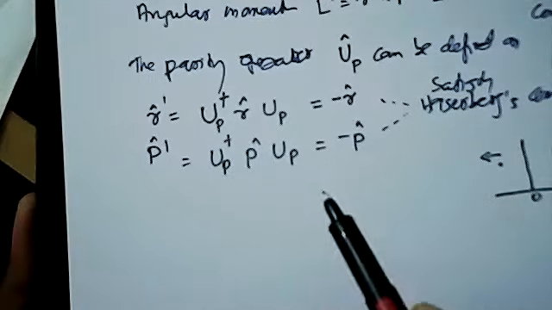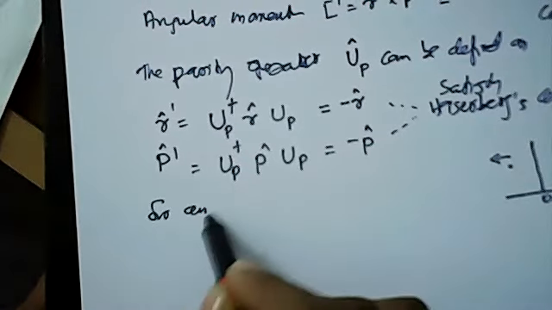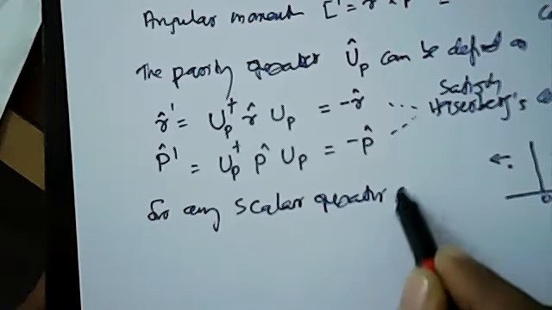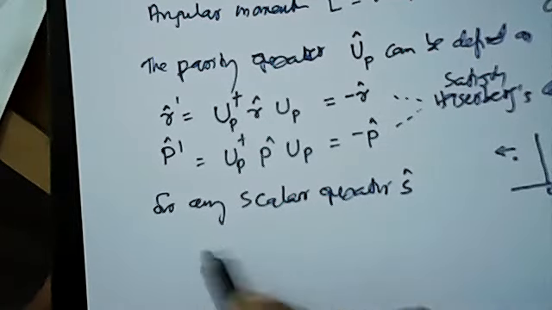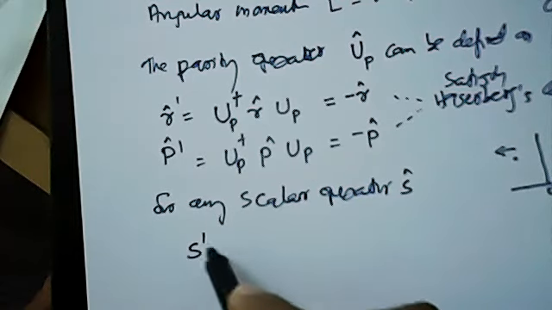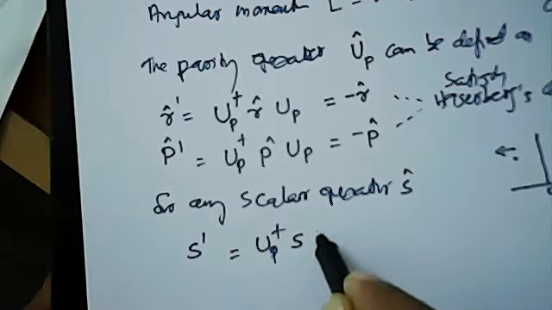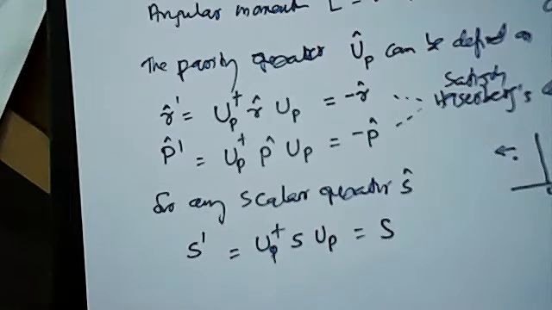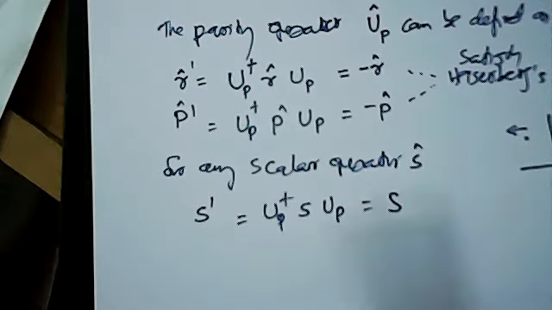Now, nothing happens to a scalar. For any scalar operator, that will be S operator, scalar operator. So these are vector operators. Now for a scalar operator, there is no change. S dash equals UP dagger S UP, which is equal to S itself, no change. So scalar operator, no change. So S dash and S are the same.